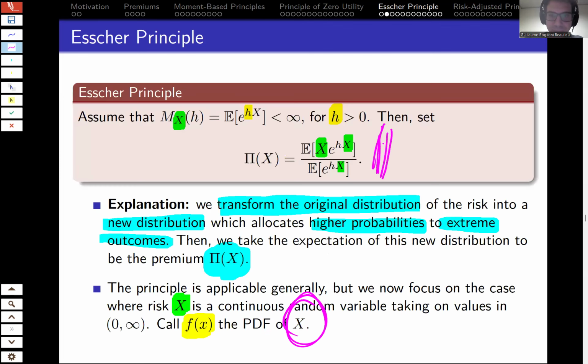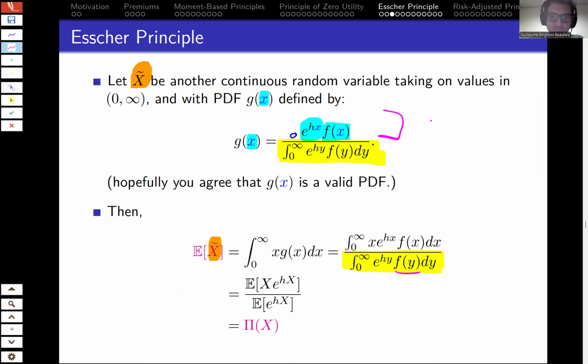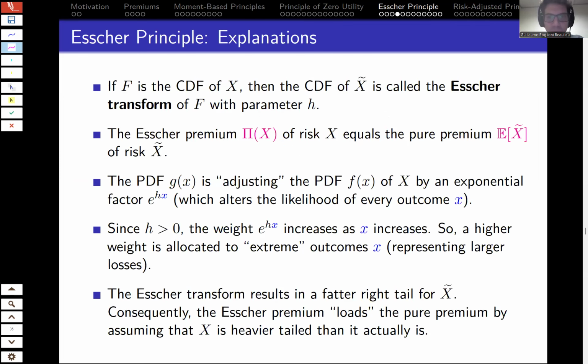The premium defined here, you can say, is the expected value of some random variable x tilde, and x tilde is the random variable with the density over there. Now we still need to explain a little bit why x tilde is a riskier version of x, and this is what the next slide is doing.